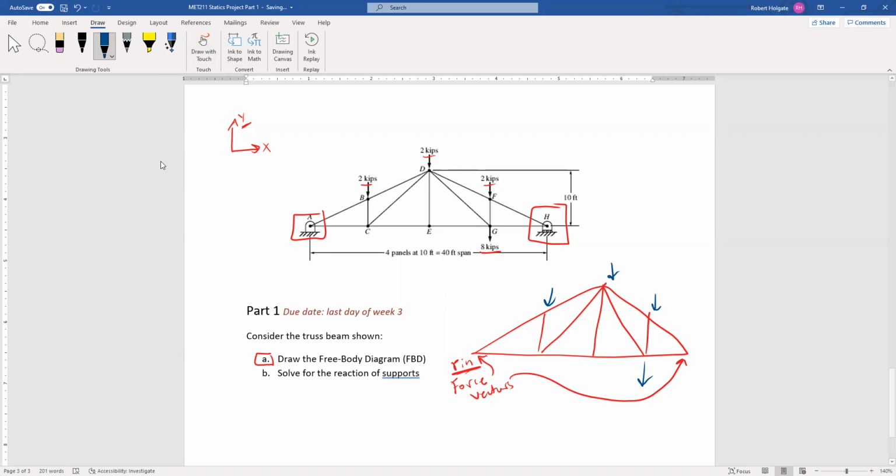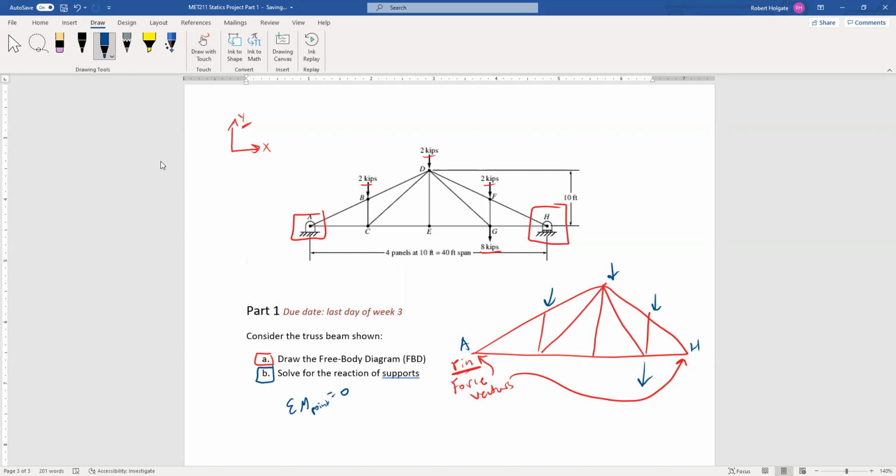Once you find the correct vectors for point A and point H, you can label them as AY and AX or HY or whatever they may be. Then you need to solve for them in part B. Solving them is where we sum moments, a quick way to get one of those force reaction vectors: get the magnitude by summing the moments about a point, so about some point equal to 0.